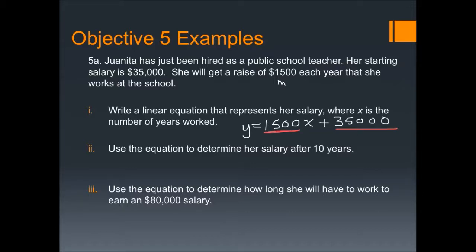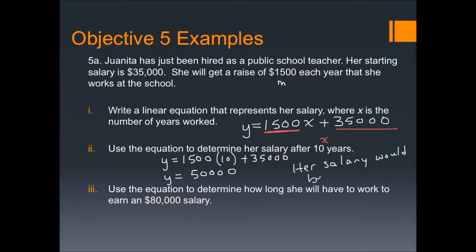Moving on to part 2, use the equation to determine her salary after 10 years. They're basically giving us x here, okay? So what we're going to do is plug in 10 for our x. We're going to do a quick bit of math, and we're going to get 35,000 plus 15,000. That's going to give us 50,000. So our salary would be $50,000 after 10 years. Okay.